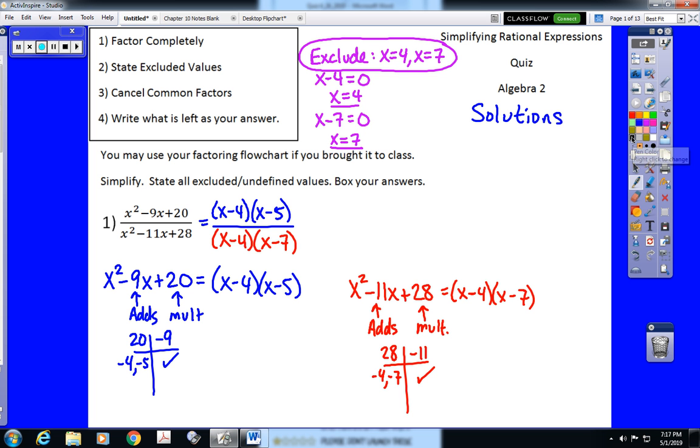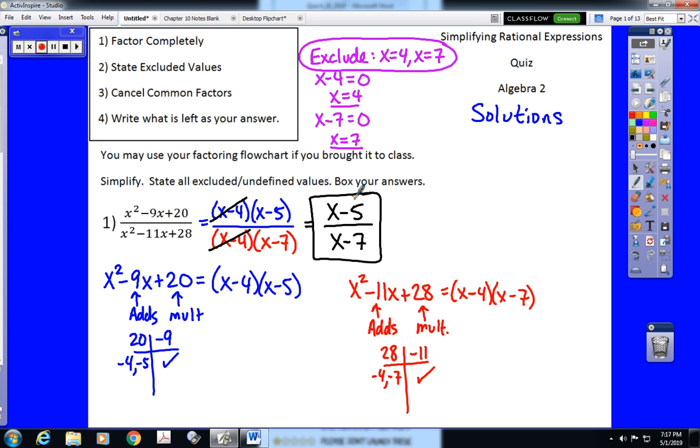Now, from there, our third step is to cancel any common factors. If we look at the top and the bottom of our fraction when it's in fully factored form, we will notice that we have an x minus 4 on the top and an x minus 4 on the bottom. Since those factors are identical, they will cancel. And then that leaves us to write what's left as our answer. Your answer to number 1 should have been x minus 5 over x minus 7.